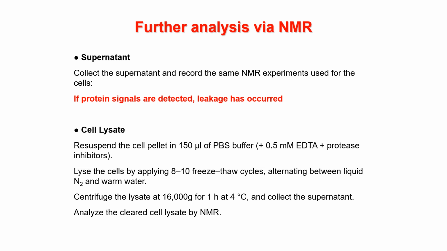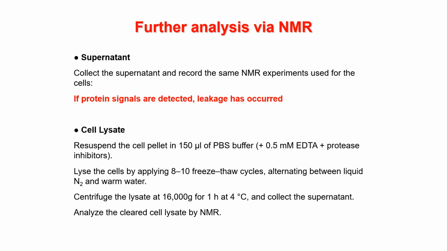A lysis buffer would be okay, any other lysis buffer. Then you lyse the cells by freeze-thaw cycles. That is, we use liquid nitrogen to freeze the pellet, and then water. Then we just alternate between nitrogen and water, so that each time we snap freeze, we break the cells. So around 8 to 10 cycles like this, you will have destroyed all the cells.